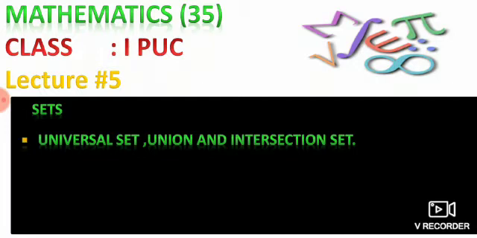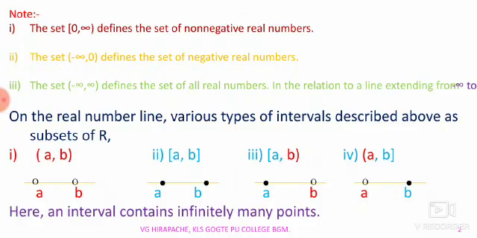In today's lecture, we are going to study some of the questions from the exercise 1.3. And also we are going to study the definition of universal set, union and intersection of two sets. Before I begin with the examples from exercise 1.3, let me read some important remarks or notes on the open interval, closed interval and half open, half closed intervals. And then we solve a few examples. Let me begin with the first note.